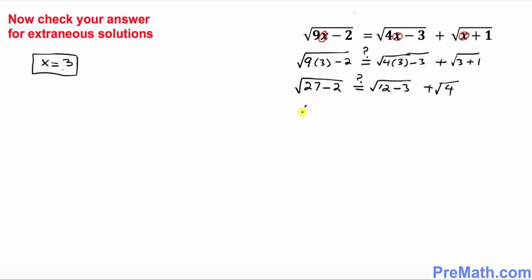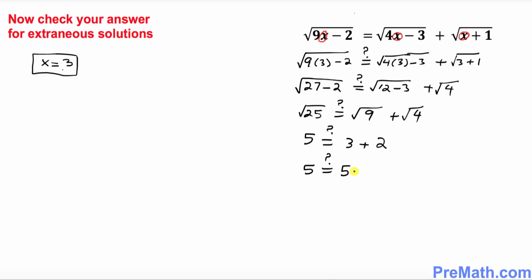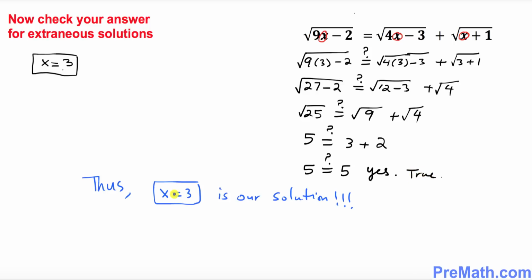So that is going to be square root of 25, question mark, is this equal to square root of 9 plus square root of 4. That's going to give you, square root of 25 is 5, square root of 9 is 3, square root of 4 is 2. So 5 turns out to be equal to 5. Now my question is, is this statement true or false? Yes, this is true. So thus x equal to 3 is our solution.